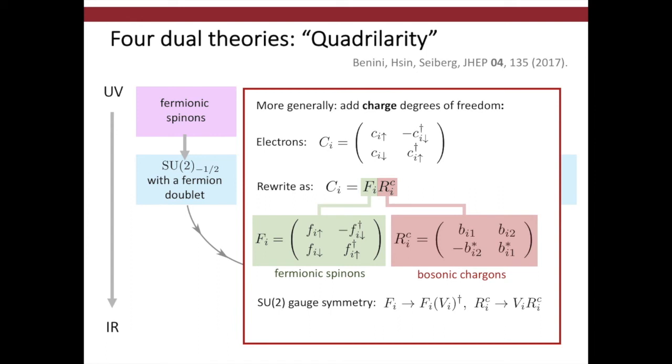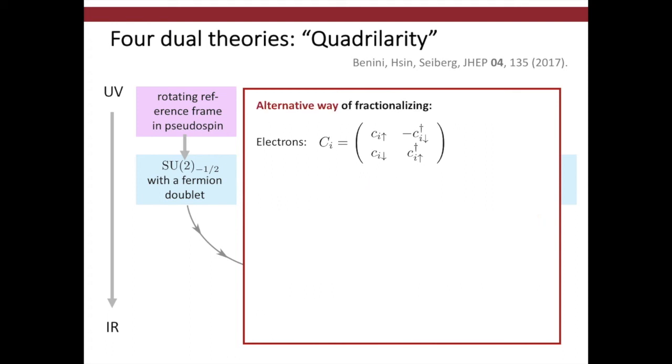Since rotation in pseudospin or particle Hall space corresponds to right multiplication of R, we can think of this reparametrization as a transformation in a rotating reference frame in pseudospin space. An alternative way of fractionalization proceeds by rewriting the matrix C of electronic operators as R times psi, that is, in the opposite order as before.